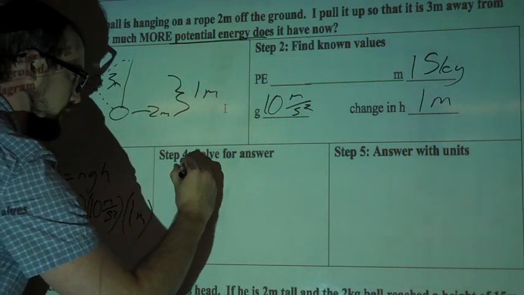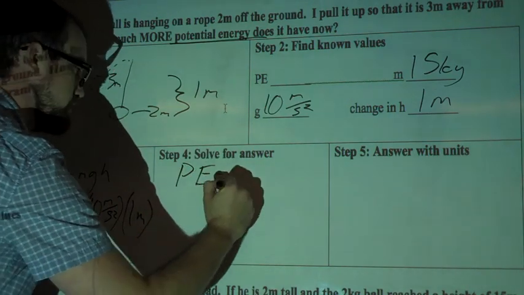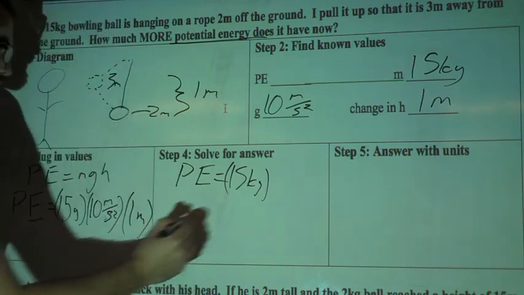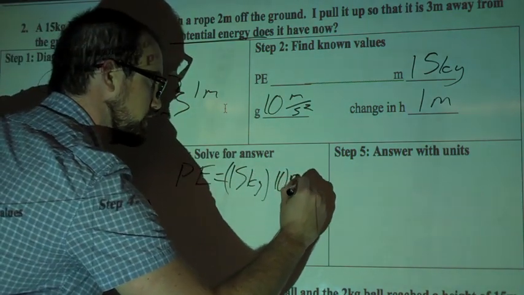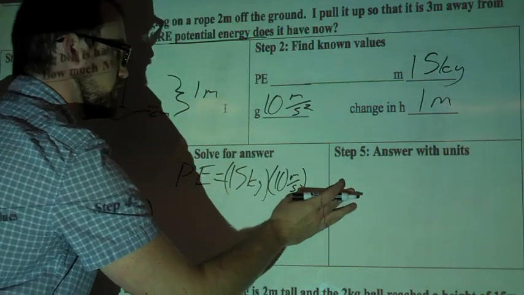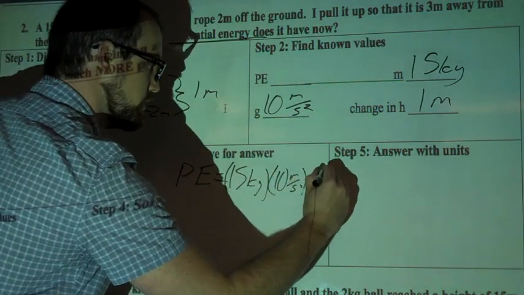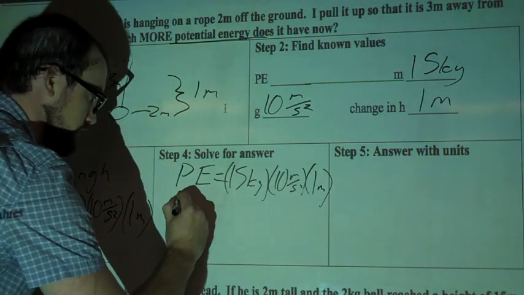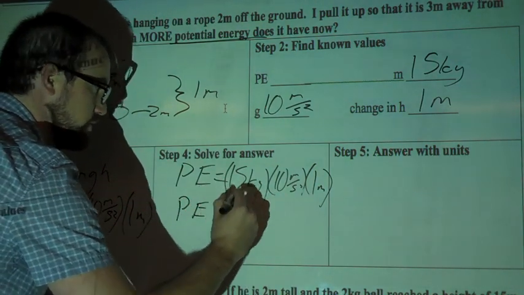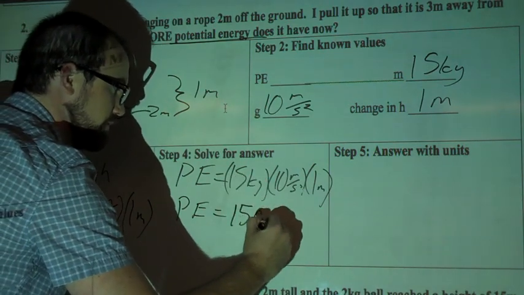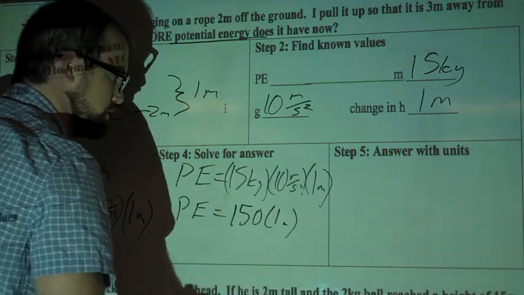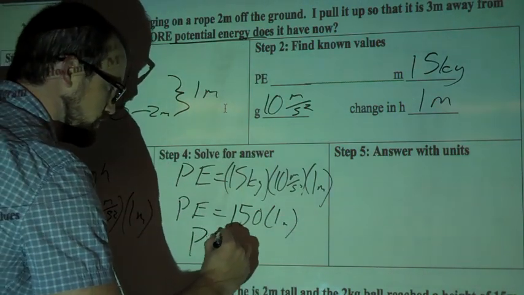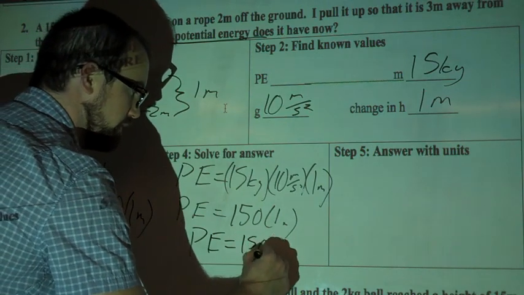So we've got PE equals 15 kilograms times 10 meters per second squared times 1 meter. We'll do them one at a time. 15 times 10 is 150. Then we still have 1 meter that we're multiplying that by. 150 times 1, easy. So I've got my potential energy equals 150.